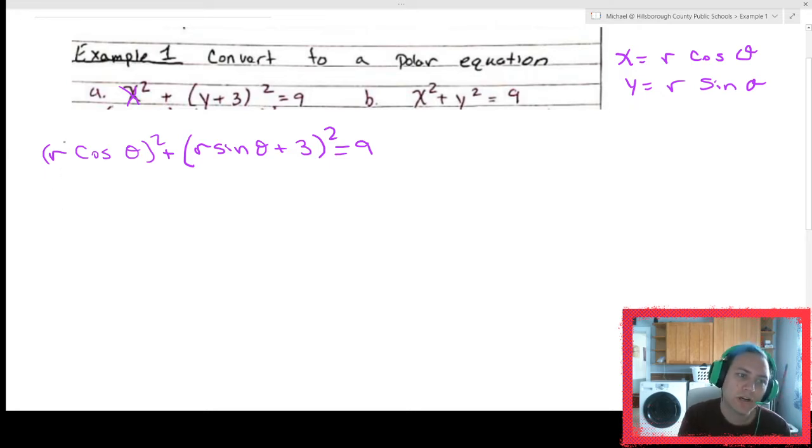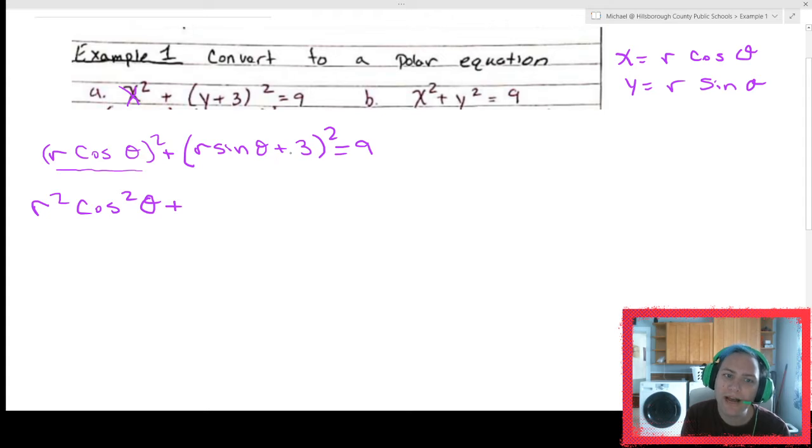Again, we're going to distribute the squared all the way in, so it becomes r squared cosine squared of theta plus. This one's a little bit tougher right here because you can't just distribute the squared to an addition problem, right? Over here in the cosine, we could distribute the squared because it's a multiplication problem.